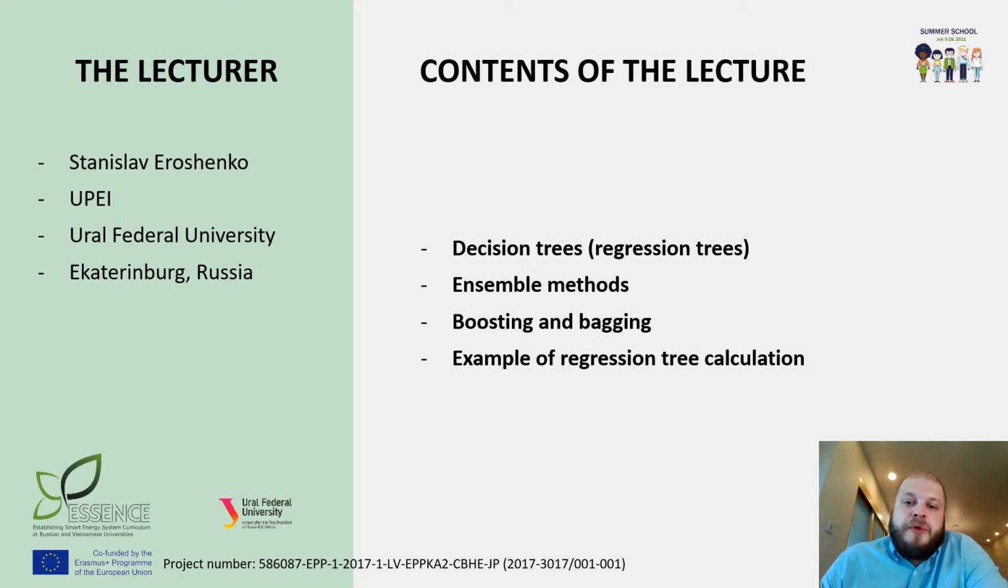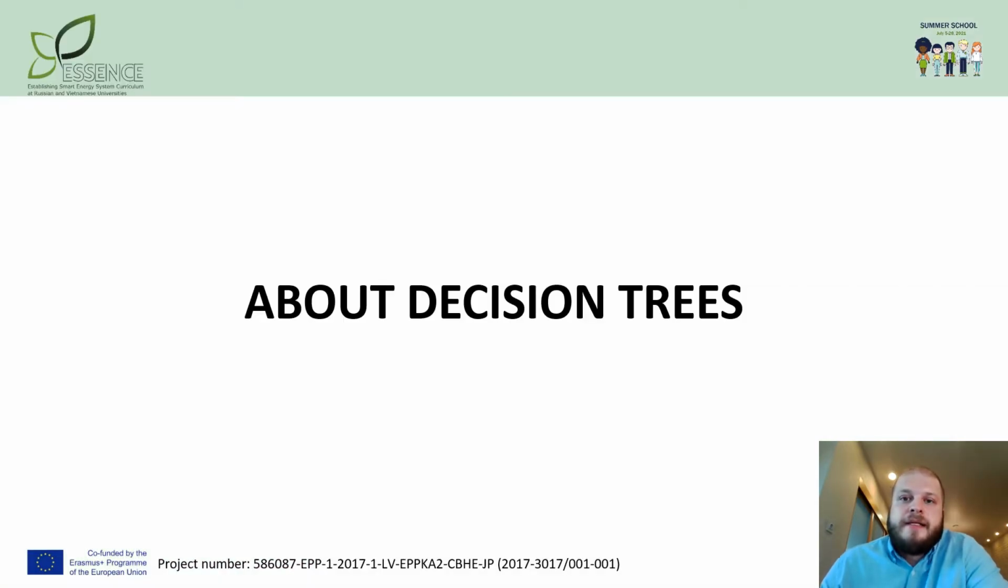Finally, we'll move to ensemble methods, so how decision trees can be effectively combined to produce more effective and more accurate solutions. So we'll consider the concepts of boosting and bagging. And well, I think that it will be really useful for you to see in figures how a regression tree could be calculated based on the solar irradiation data of a photovoltaic power plant. So we start with the basic background of decision trees.